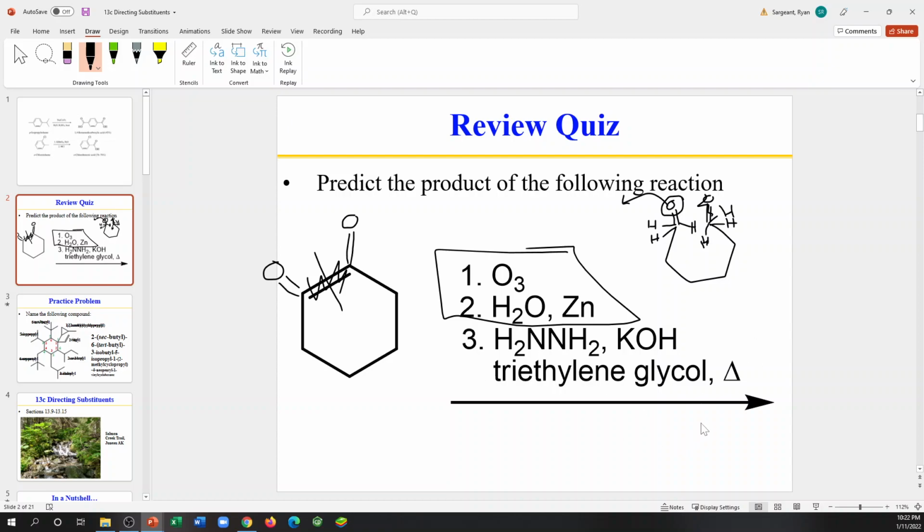The point of the quiz is to show you that the Wolff-Kishner reduction actually has wider application than just turning Friedel-Crafts acylation into a Friedel-Crafts alkylation. It can get rid of ketones or aldehydes and turn them into CH2 groups, or in this case, a CH3 group.